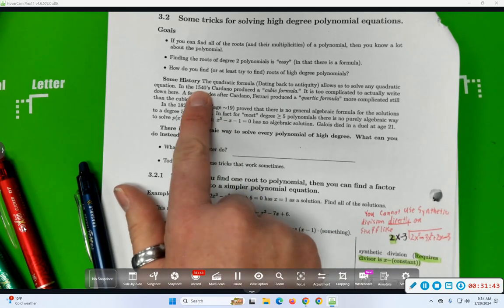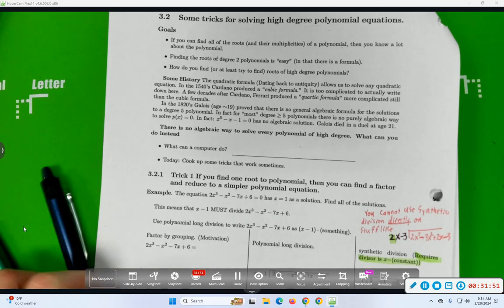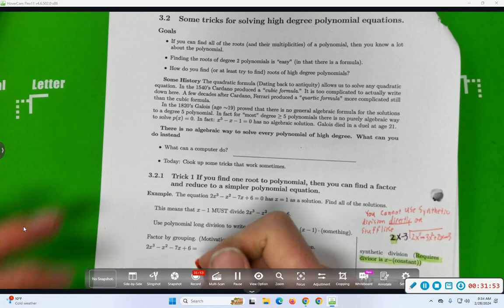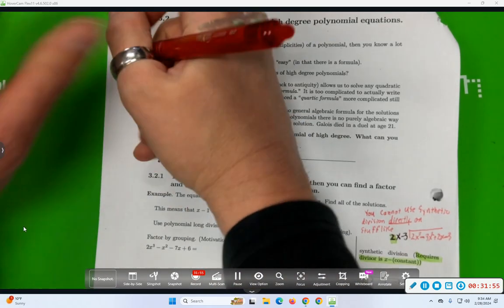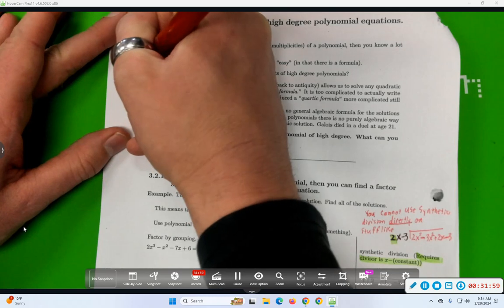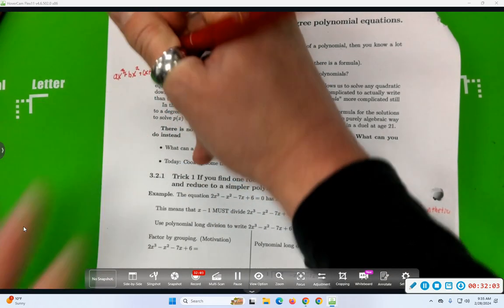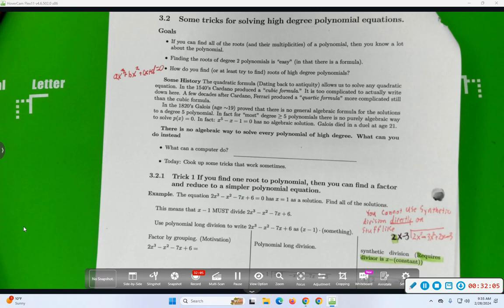In the 1540s, a mathematician named Cardano produced a cubic formula. So what does that mean? It's something like the quadratic formula that says if you have a polynomial that looks like ax cubed plus bx squared plus cx plus d equals 0, and you want to solve that, there's a formula for the solutions in terms of those coefficients a, b, c, and d.